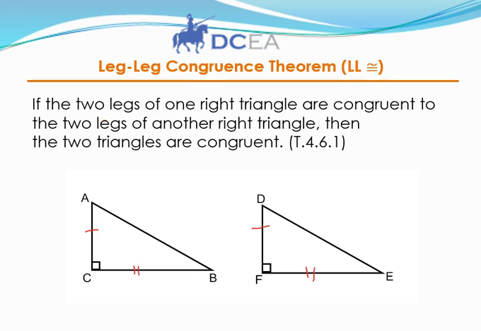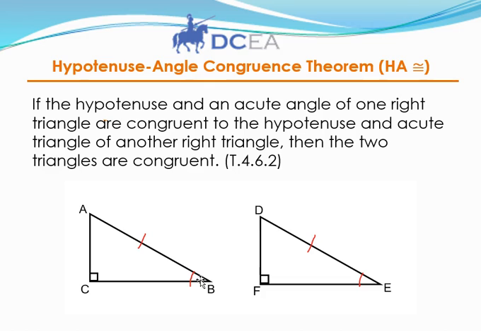So the leg-leg congruence theorem. If 2 legs of one right triangle are congruent to 2 legs of another, then the triangles are congruent. And that is LL, and that's the theorem that allows LL. Remember, when we say legs, they are not the hypotenuse. Hypotenuse angle congruence theorem, HA will be a hypotenuse and one of the acute angles. It will not be the 90-degree angle in your triangle.